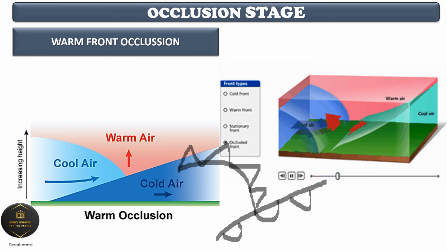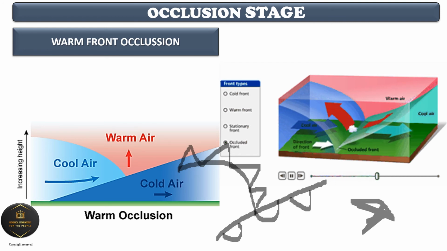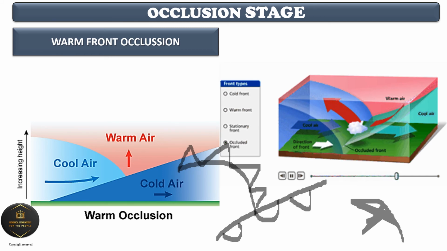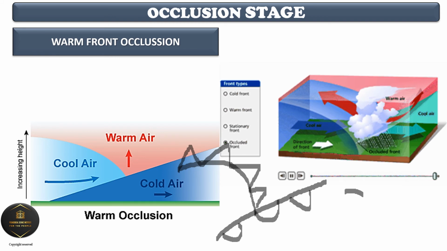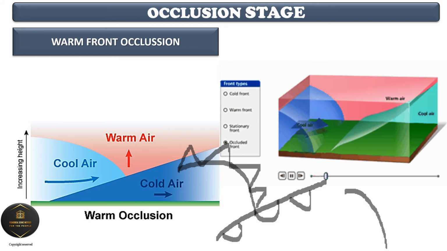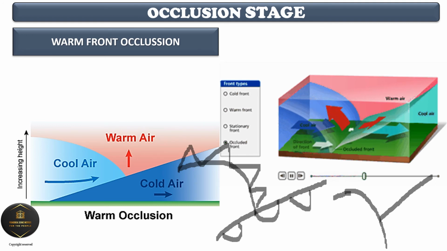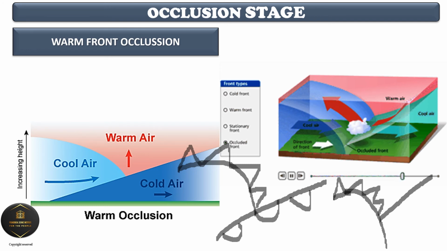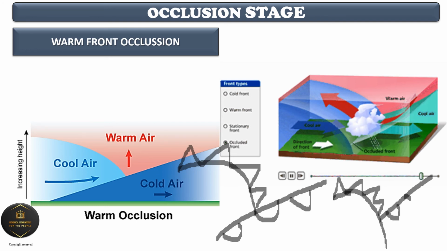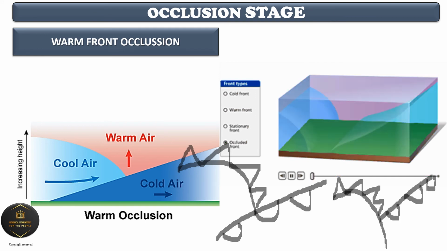While with cold front occlusion, remember, we have our warm front occupying the surface, and our cold front occupying the surface. And you'll have your warm front being lifted from the ground. So the cold front undercuts the warm front and occupies the surface.